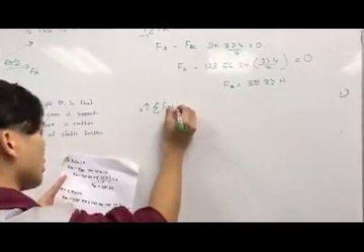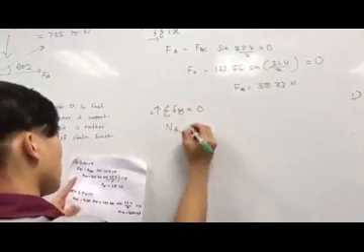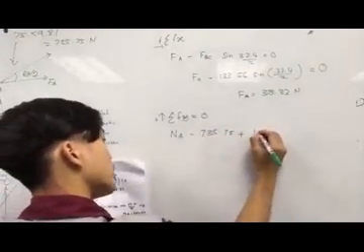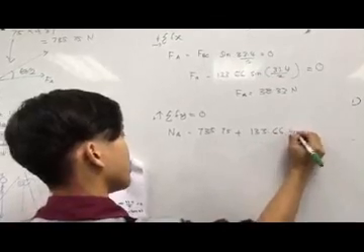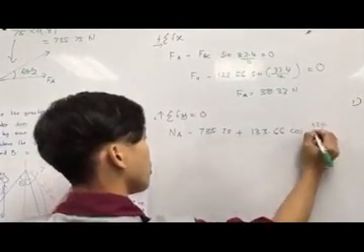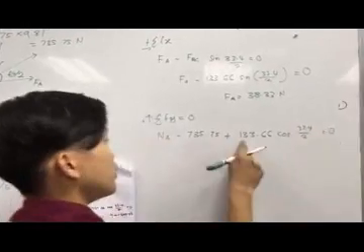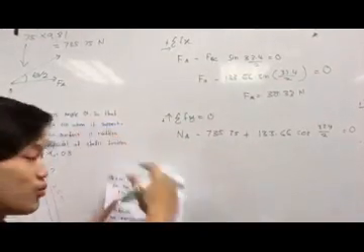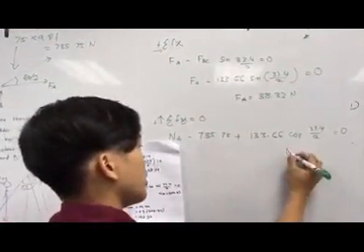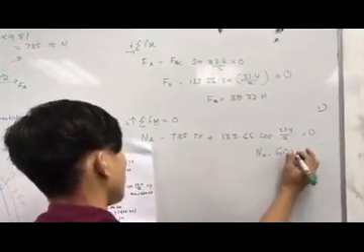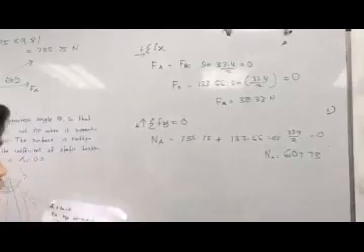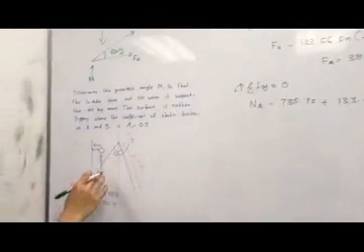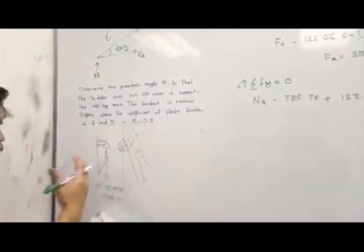Alright, now for Fy, summation of Fy equal to 0: NA minus 735.75 plus 133.66 cos 33.4 over 2 is equal to 0. This FBC is what we got from the equation before. So NA will be equal to 607.73.